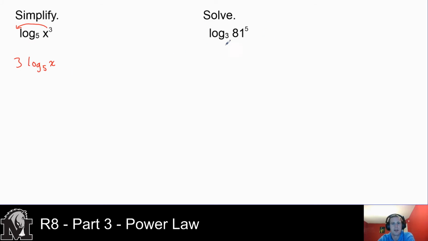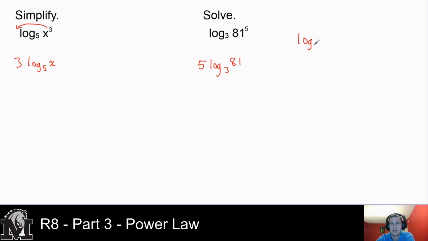Very similar style question. This one just says solve. So you'll notice that our first example had a variable. This one doesn't have a variable. But it's basically the same process. We're going to multiply this 5 out in front. So we have 5 log base 3 of 81. And then we want to evaluate this. We've evaluated things like this before, just without the 5.